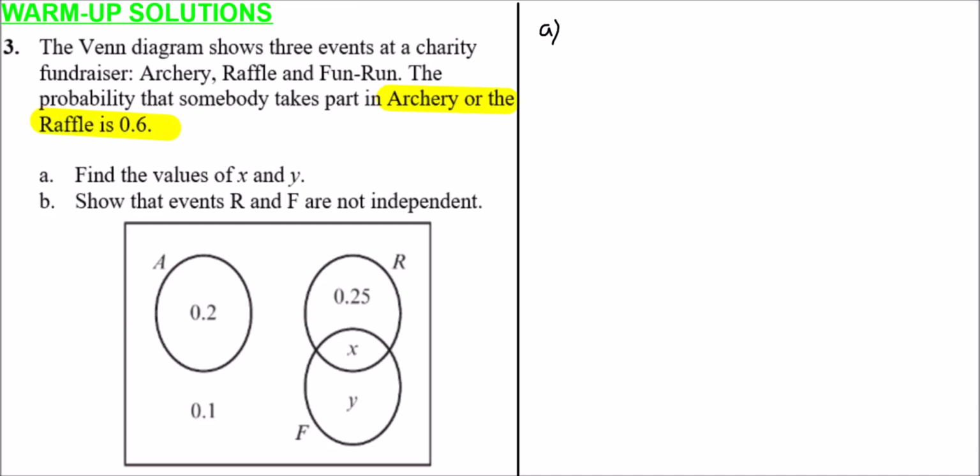So the numbers in the archery bubble, A, added to the numbers in the R bubble, should add up to 0.6. That's the first thing we can write down. So 0.2 plus 0.25 plus x needs to add up to 0.6. That's a fairly simple equation to solve. Therefore, x must be 0.15.